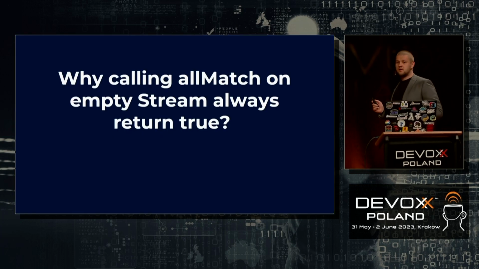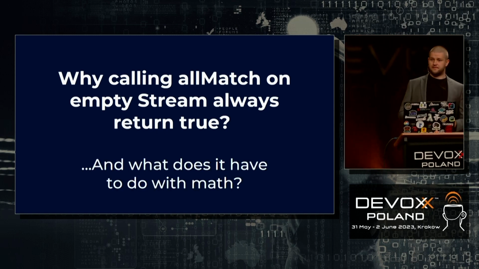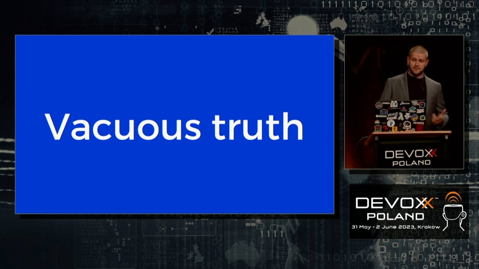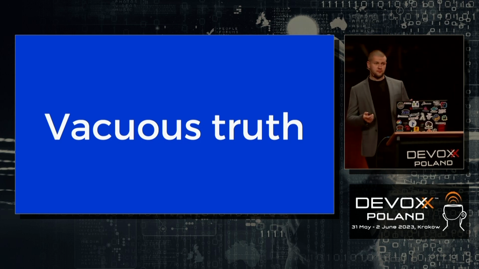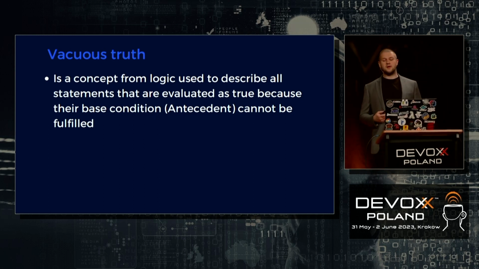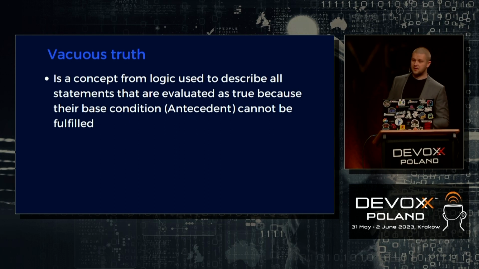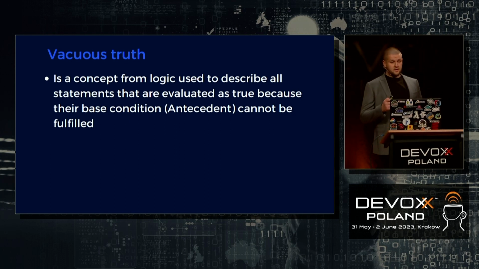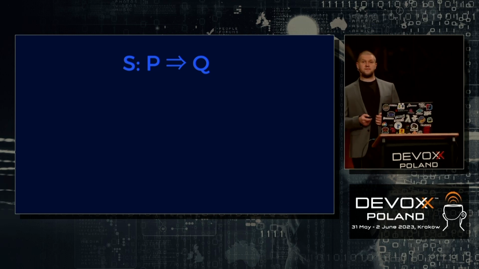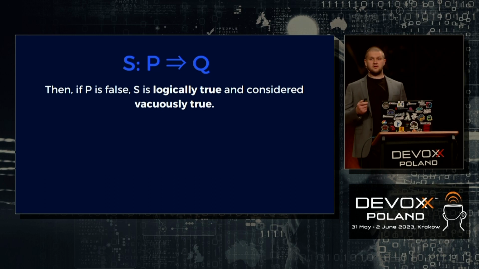But why? Why does calling allMatch on an empty stream always return true? And what does it have to do with math? Well, it has quite a lot to do with math, because the reason behind all of this is a concept called vacuous truth, which is a concept from the branch of mathematics known as logic that is used to describe all the logical statements that are evaluated as true because their base condition, or more formally, antecedent, cannot be fulfilled. Or in more mathematical syntax, assume that we have a logical statement S: if P, then Q. Then, if P is false, S is logically true and is considered vacuously true.